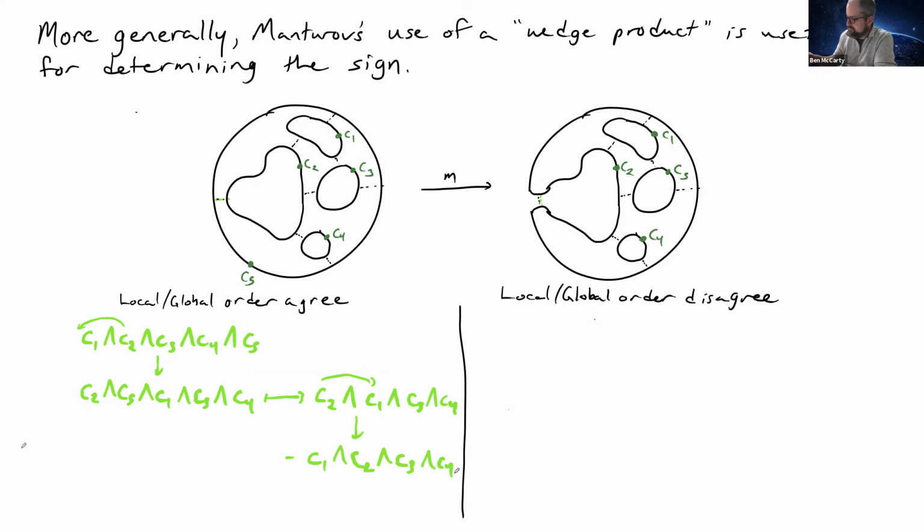Now, if the local and global orders don't agree, the process looks the same. We still end up moving the 2 circles to the head of the list. But there's one additional step to swap these 2, to transpose C2 and C5. So that's going to pick up a negative here. Oops, C5 wedge C2.